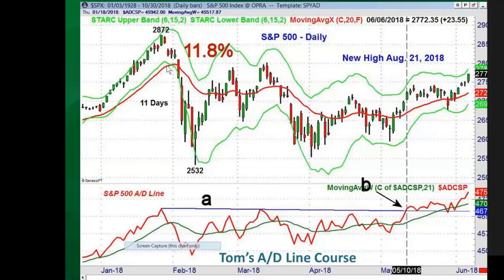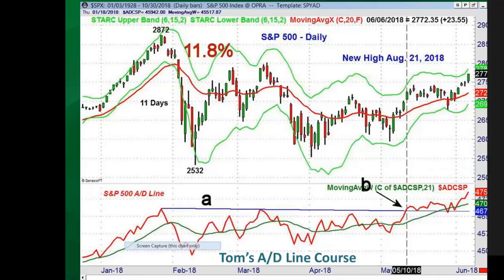These green lines are Stark bands, which is a tool developed by a late friend of mine, Manny Stoller, that helps you identify extreme levels of buying or selling. It essentially is designed to encompass about 92% of the price activity. So when you're near the lower bands, like you were February 9th of 2018, it's a high-risk area to sell, and it's a low-risk area to buy.